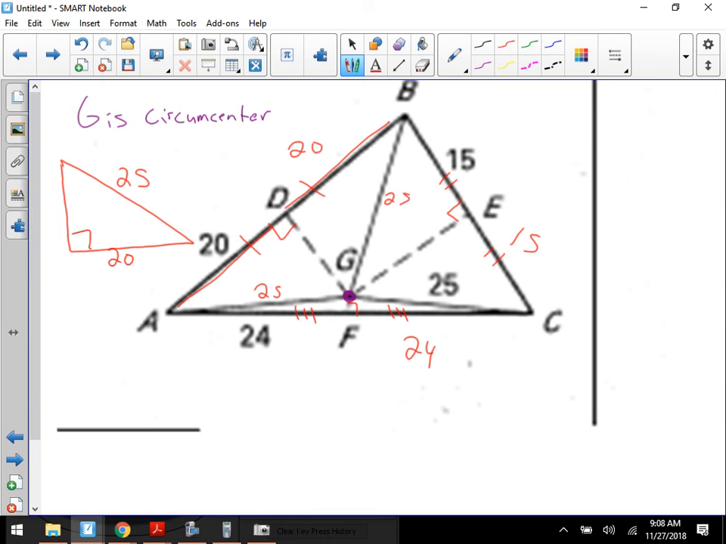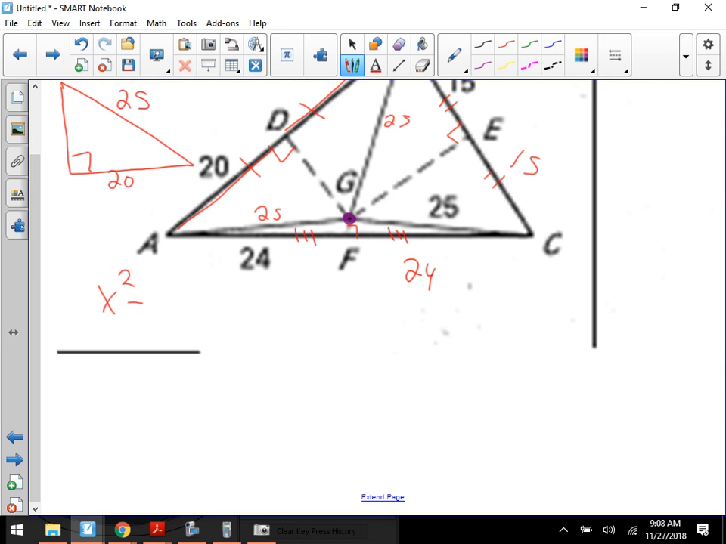So then here, something squared plus 20 squared is 25 squared. In your calculator, you can do a lot of this as one giant step. You don't have to square it and rewrite it down. You know you have to move that 20 squared to the other side.